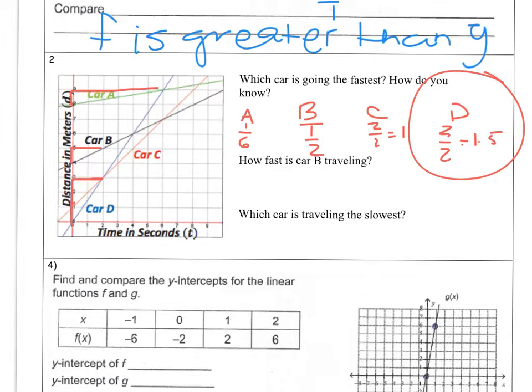How fast is B going? B is going 1/2, right? Which means in 1 mile, it moves 2 seconds. Which car is traveling the slowest? Well, the smallest fraction is A, so A is traveling the slowest.